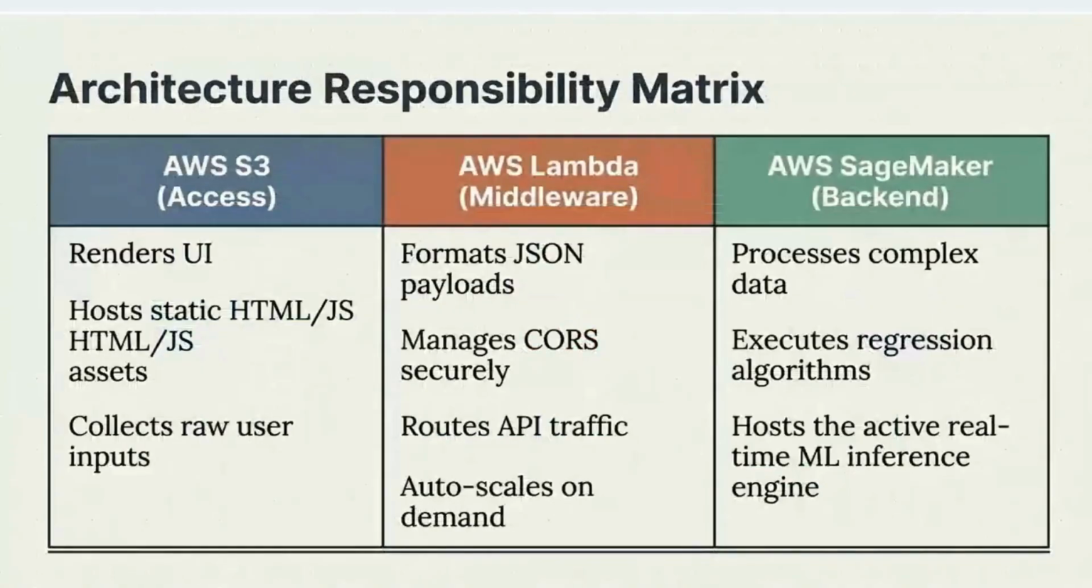Okay, so these are the three things we have, right? AWS S3, this is the bucket, right? So where you will be keeping the UI, where you'll be keeping the raw user inputs, whatever you want to keep. So this is like a storage. Lambda, the middle layer, which you already have discussed, and the SageMaker, which we already have discussed.